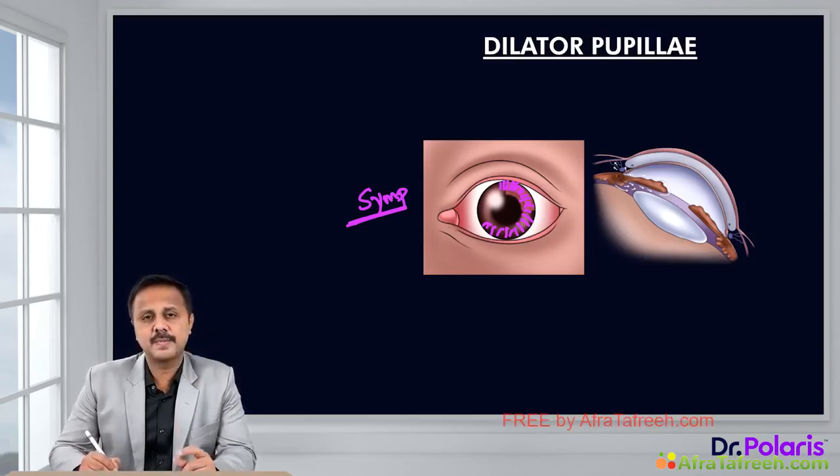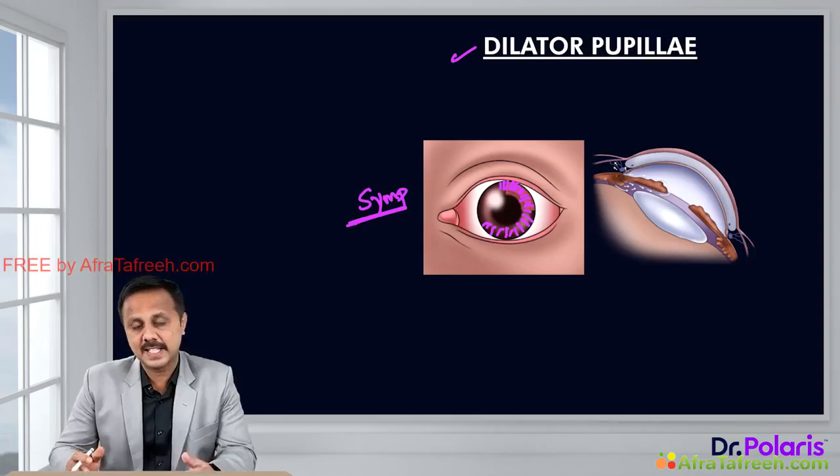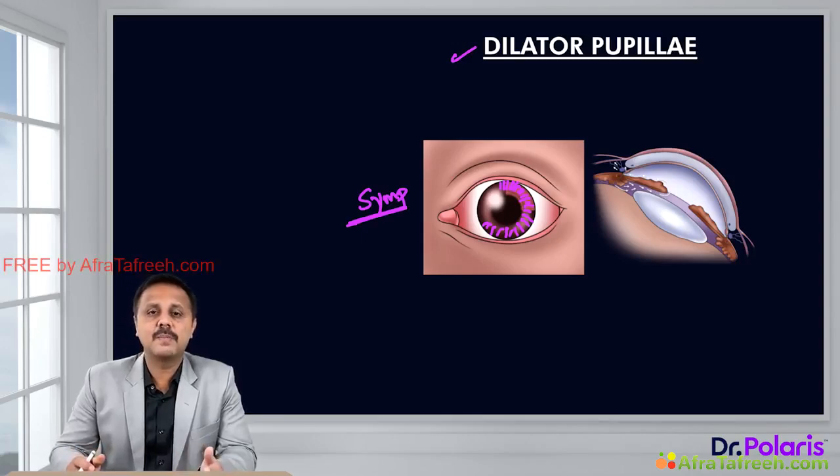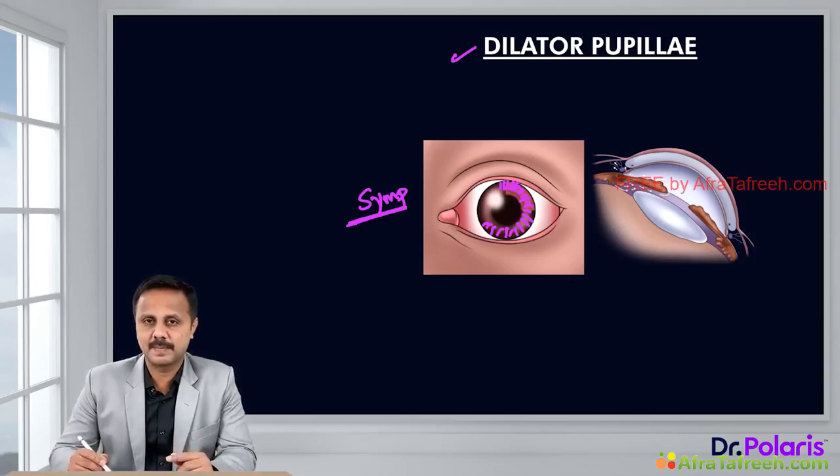Because of the radial arrangement, once contraction of the dilata pupillae occurs, this will result in dilatation of the pupil, and that is why the name. So, sphincter pupillae and dilata pupillae are basically named because of what? Yes, their action. One brings about constriction of the pupil and the other brings about dilatation of the pupil. The major difference, remember, is that sphincter pupillae is supplied by parasympathetic nerves, while dilata pupillae is supplied by sympathetic fibers.